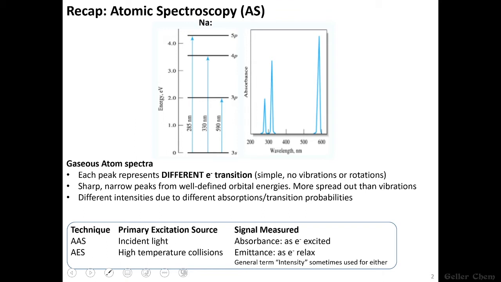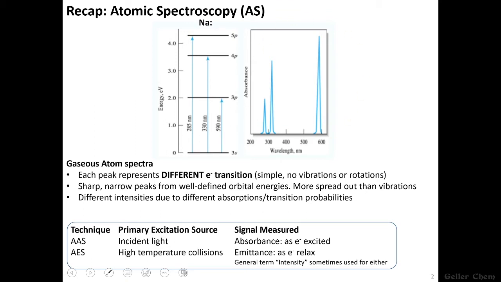It's just a simpler situation. So take, for example, sodium. Okay, sodium has a valence electron in its 3s orbital, and then that electron can typically be promoted to the following p orbitals. There are other orbitals and possible transitions in sodium, but these are three of the more appreciable ones. And as we've seen before, each of these transitions corresponds to a different light energy or wavelength being absorbed.